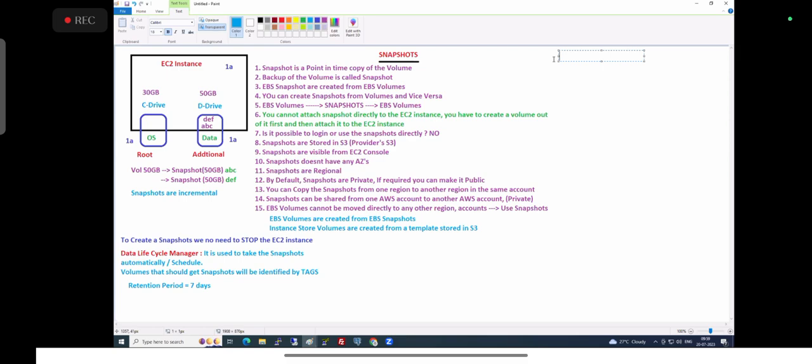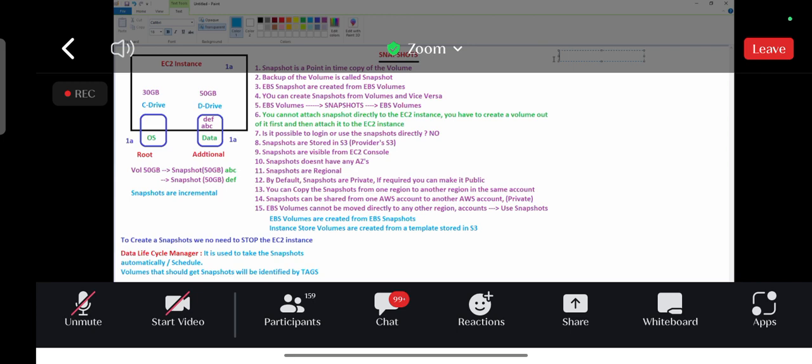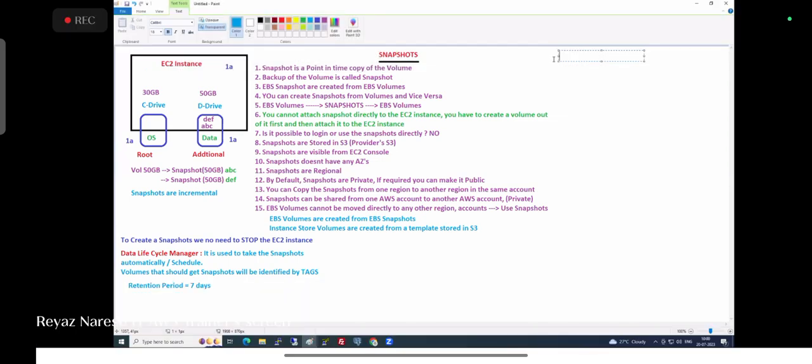Retention period is one of the parameters where you need to mention the number of days. If you mention 7 days, only 7 days of snapshots will be kept, and the rest of the snapshots will be deleted. Okay, now you took a snapshot.